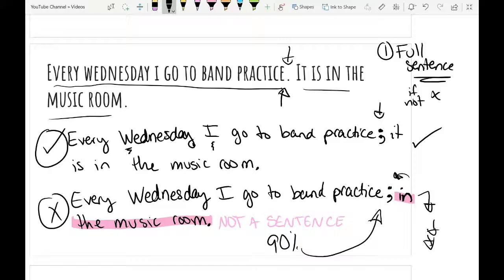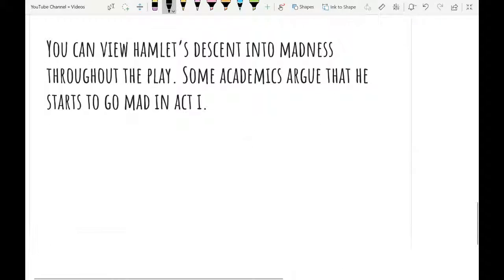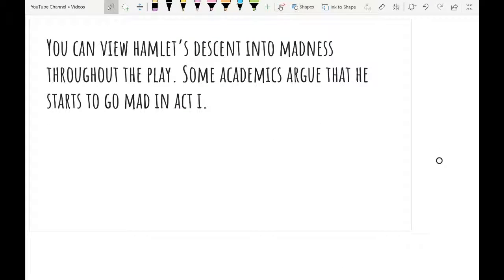Let's take a look at our last example. Now this one I tried to do a little bit more of what you might be writing as a student. And the idea simply is it's the same thing, right? You can view Hamlet's descent into madness throughout the play. We're talking about the play of Hamlet. I'm writing about that. Some academics argue that he starts to go mad in Act 1. Okay, now we're not looking too much at the truthfulness of these two sentences. I just wanted to use them as an example.